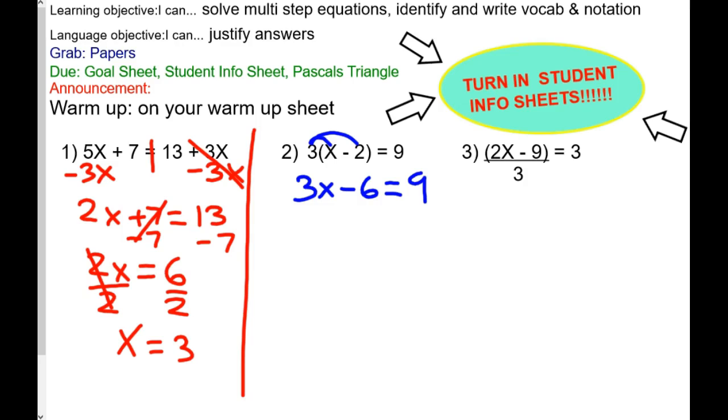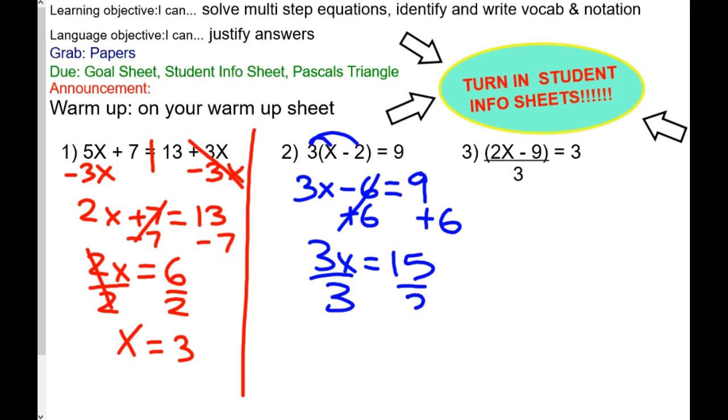Once again, we have a two-step equation. What do I always get rid of first? The loner, the one by itself. So I get rid of that minus 6 by doing what? Add 6 to both sides. Okay, 3x equals 9 plus 6 is 15. And then last step to get rid of that 3, we divide. Okay, so dividing by 3, x equals 15 over 3, which is 5.